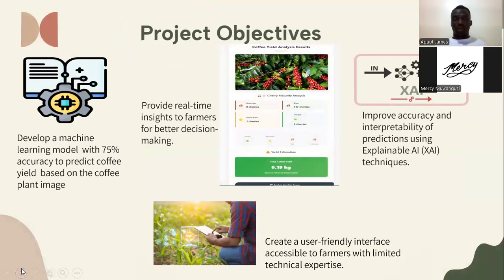Well, what were our project objectives? We trained models with at least 75% accuracy to predict coffee yield based on the coffee plant images that are fed to it. It will give us results in real time, and we developed a user-friendly interface. As we can see there, we provided an image, then the results, and it converts them to kilograms. We have also improved the accuracy and interpretability using explainable AI techniques like LIME and other techniques.